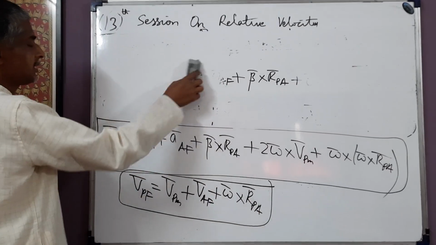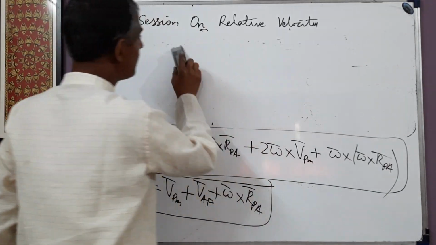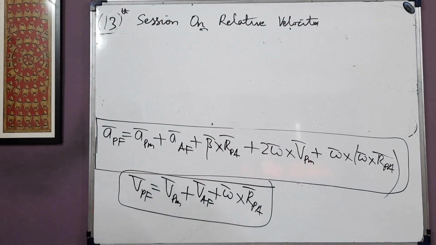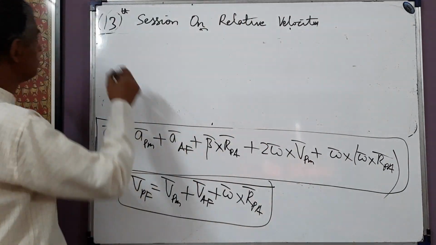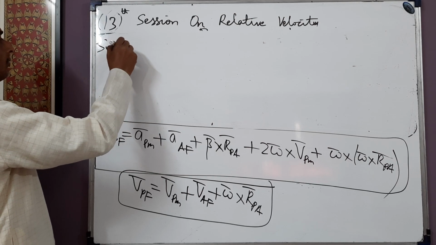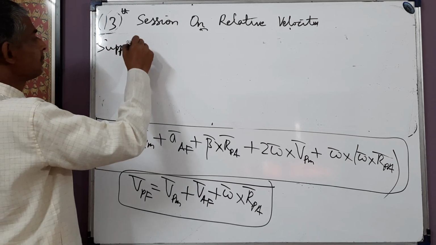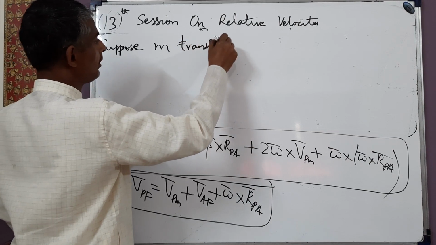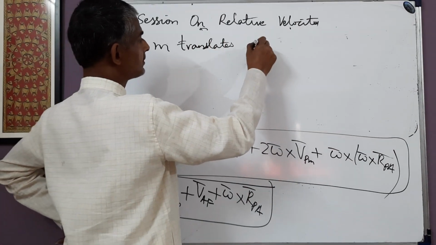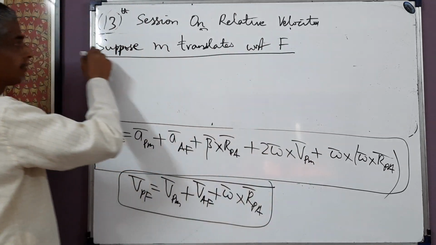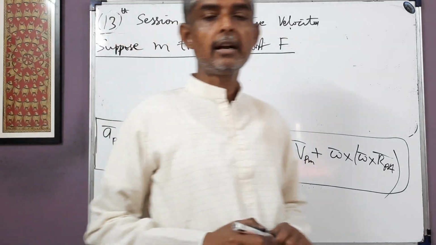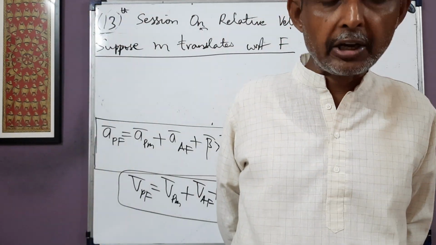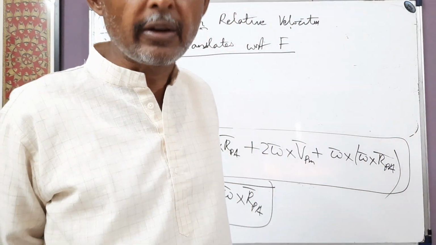Now we take the special case. We take the special case now, that suppose M translates with respect to F. Now what is omega? Omega is the angular velocity of M with respect to F, and that is equal to the rate of change of orientation of M with respect to F.